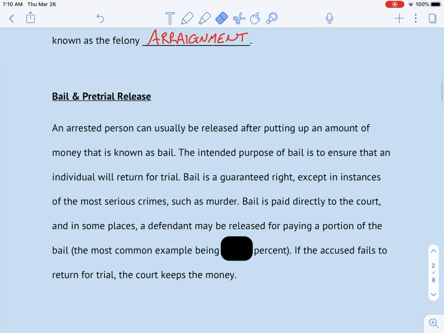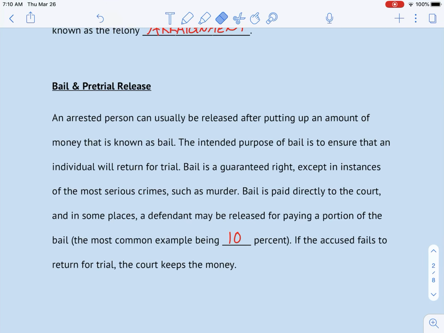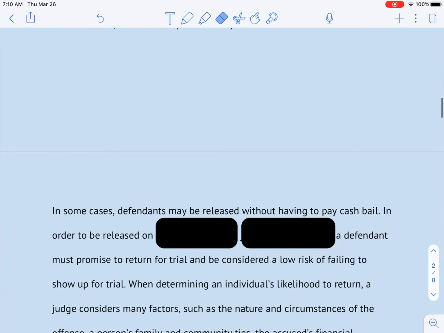Now, bail and pretrial release. An arrested person can usually be released after putting up an amount of money that is known as bail. Once again, this is not a get-out-of-jail-free card. It is just to ensure that an individual will actually return for trial. Bail is guaranteed as a right, except in instances of the most serious crimes such as murder. It is paid directly to the court, and in some jurisdictions, a defendant may be released for paying a portion of the bail, typically about 10%. That's the most common figure. If the accused fails to return for trial, the court keeps that money, so you surrender that money.